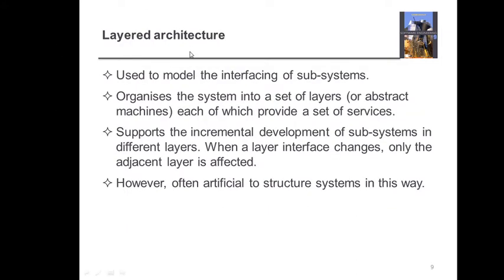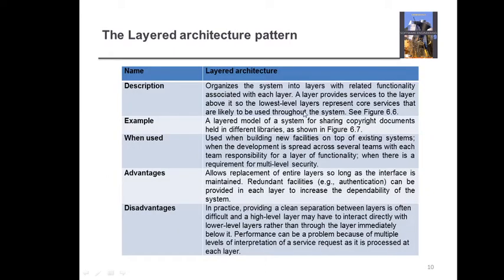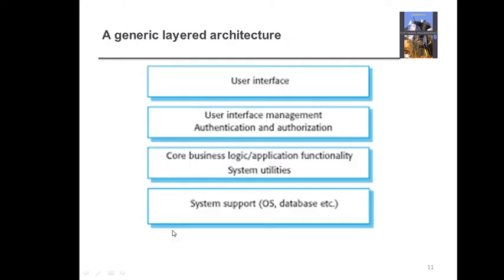The first one is your layered architecture. It is used to model the interfacing of subsystems, right? That means our system is arranged into layers and it shows the interfacing among those subsystems. It organizes the system into a set of layers, abstract levels, and supports the incremental development of a subsystem, right, in different layers. However, it is often artificial to structure a system in this way. Let's come to the point. So prior to this tabular form, let's see the diagrammatic way.